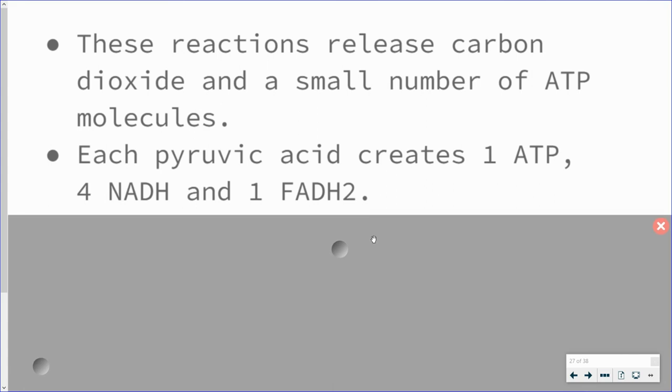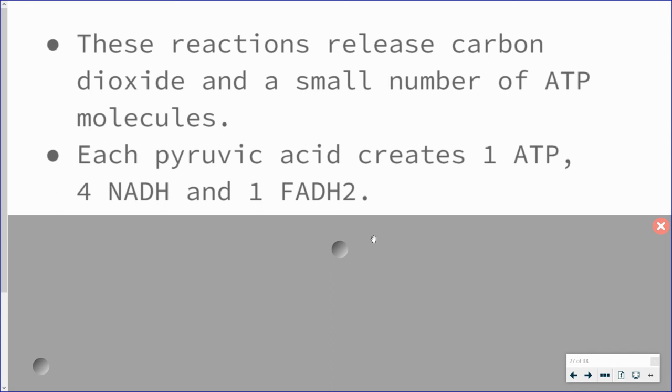Each pyruvic acid will produce one ATP, 4 NADH molecules, and 1 FADH2. Now, NADH and FADH2 are electron carriers. So again, both of these are going to feed into the electron transport chain. You are only producing one ATP for every pyruvic acid. So it's not a lot.